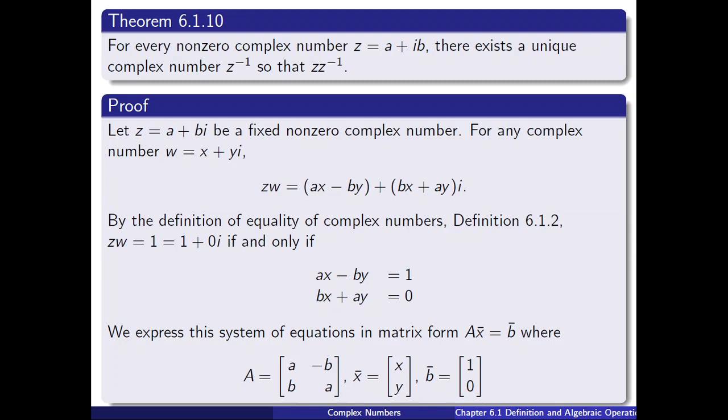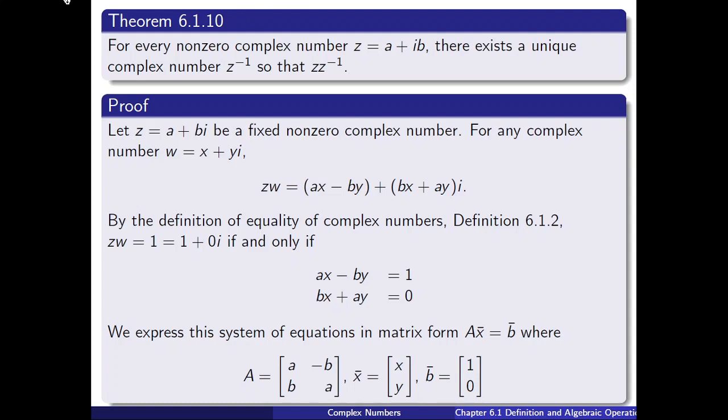Let's look at theorem 6.1.10. So for every non-zero complex number z, which is equal to a plus bi, there exists a unique complex number z to the minus 1 such that z times z inverse should give us 1. So that one is not, there's something missing there, right? So let's look at the proof.